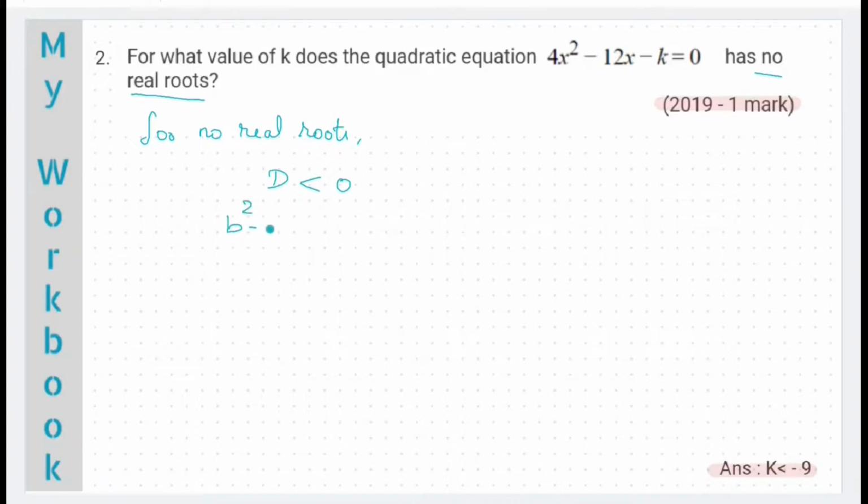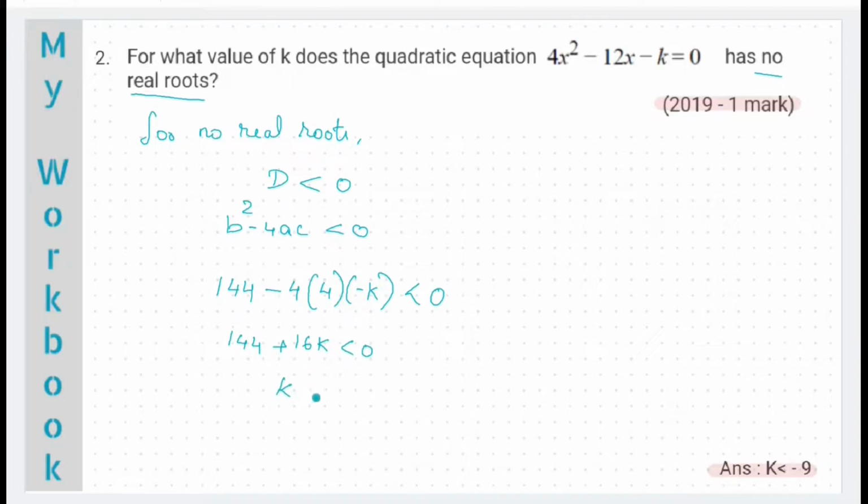So b square minus 4ac will be less than 0. B is minus 12, so b square will be 144 minus 4 into a is 4 and c is minus k. This has to be less than 0. So 144 plus 16k is less than 0.